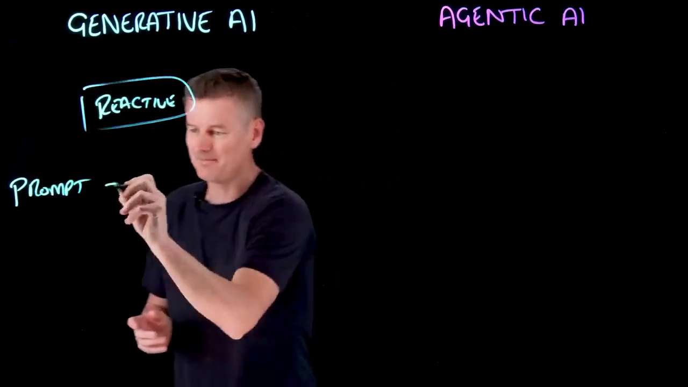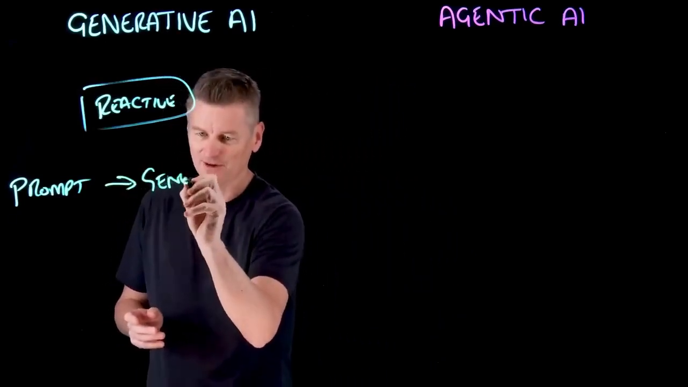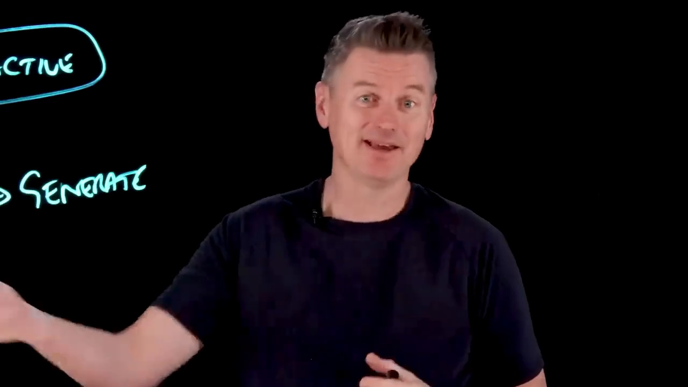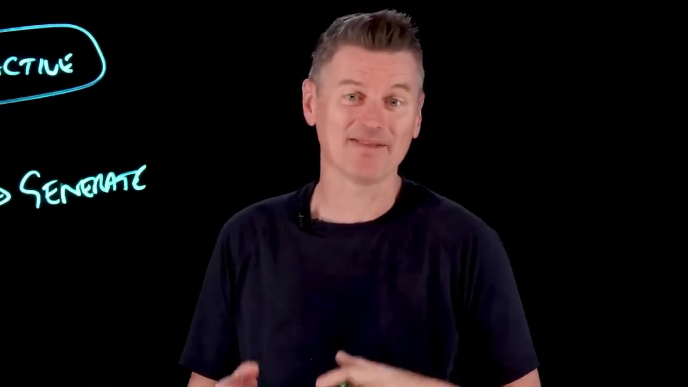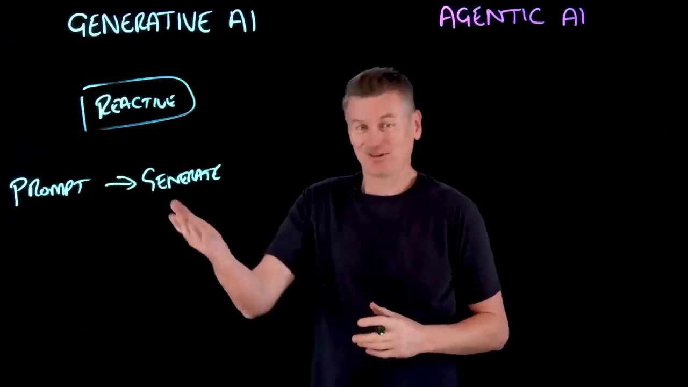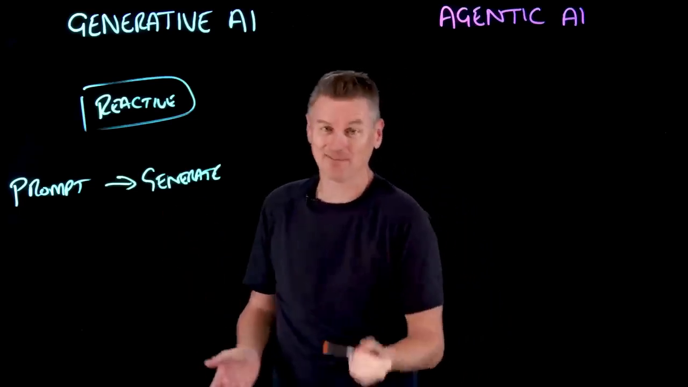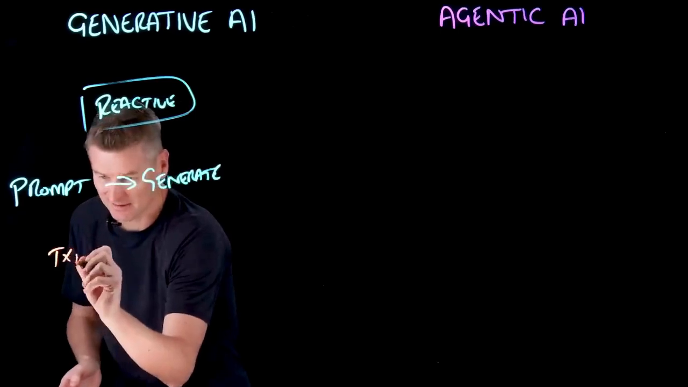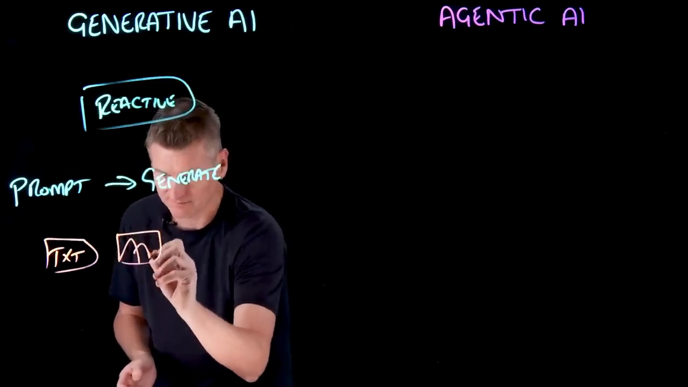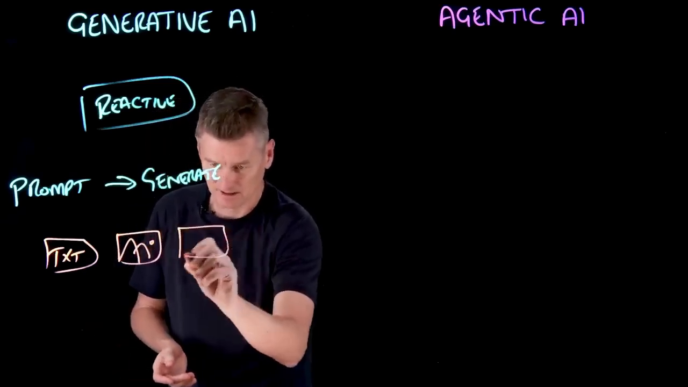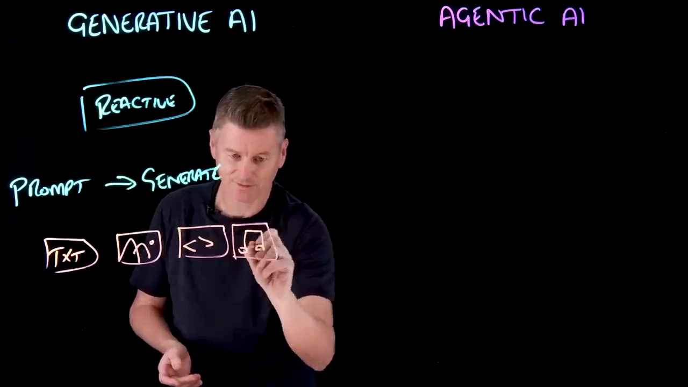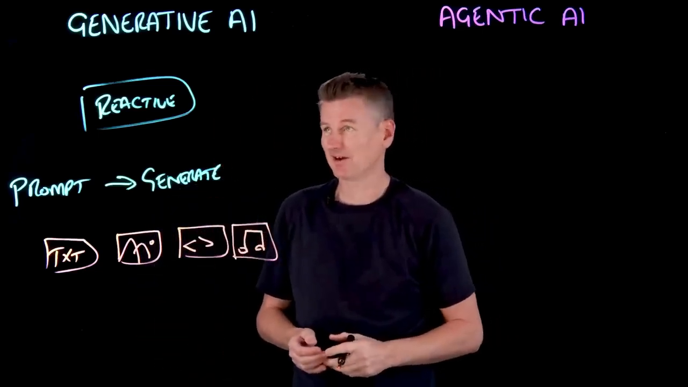And once you prompt them, their job is to generate some kind of content based upon what you provided in the prompt. And they're using patterns they learned during training. Now, the things that it can generate, well, that might be some text, or it might be an image, or it might be a piece of code, or it might be some audio. These are all sorts of things that we can generate with generative AI.